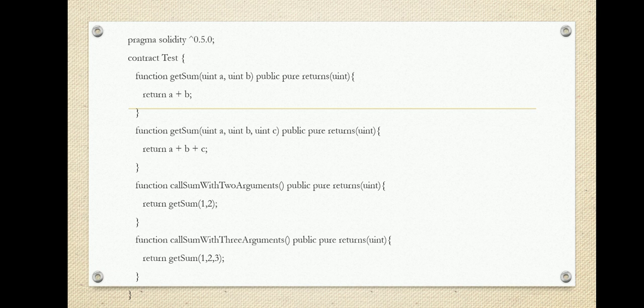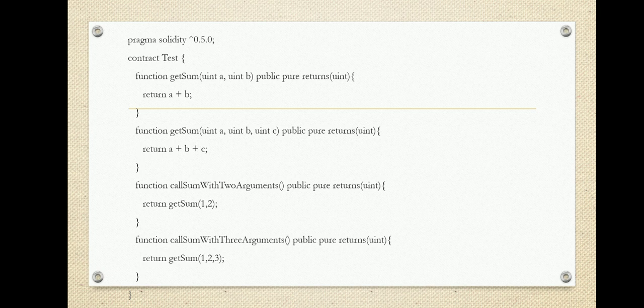So here is a Solidity smart contract to illustrate overloading. We have defined a contract called test, and we are defining a function. The function name is getSum. The getSum function accepts two arguments, unsigned integers a and b, and returns an unsigned integer, returning a plus b.